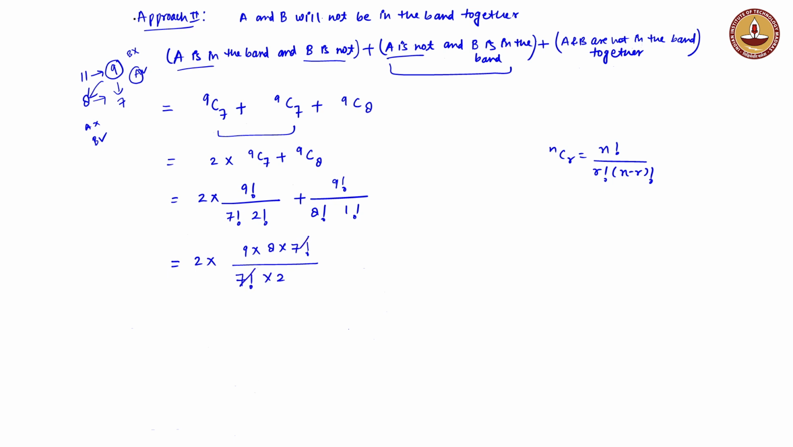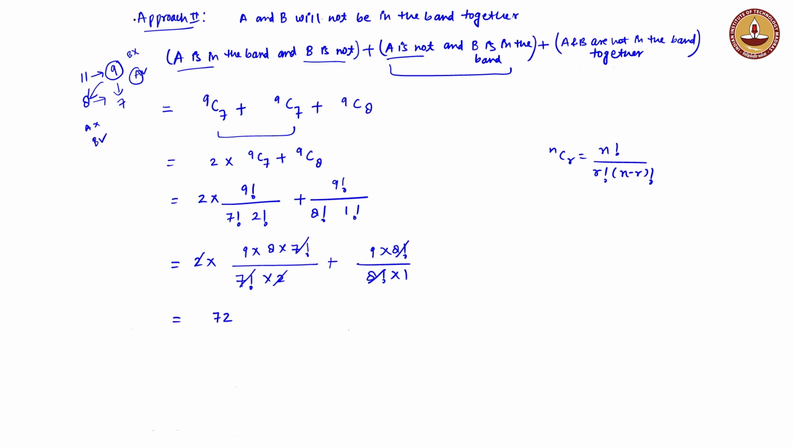So 7 factorial will get cancelled out, 2 will get cancelled out here, and next it will be 9 into 8 factorial over 8 factorial into 1. So 8 factorial will get cancelled out here. So it will be 9 into 8, 72, plus 9, which is 81. So this is the answer, same as approach one. So we can see with approach 1 and approach 2 we are getting the same answer.